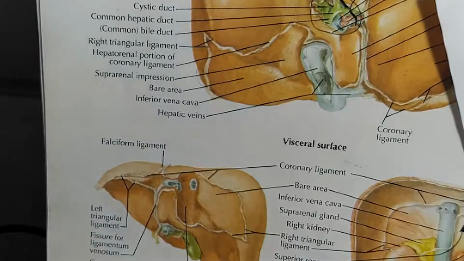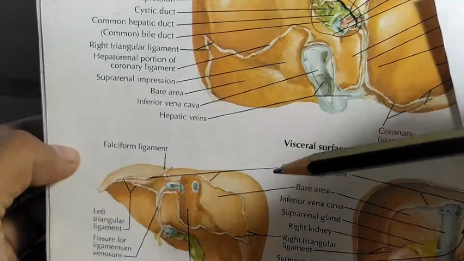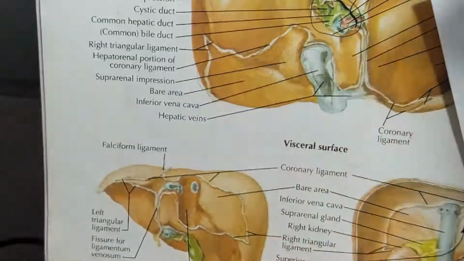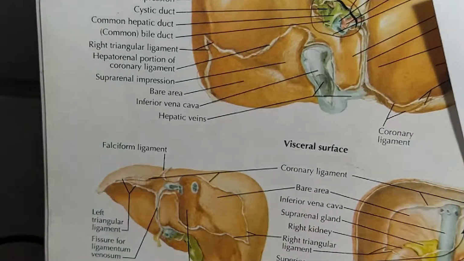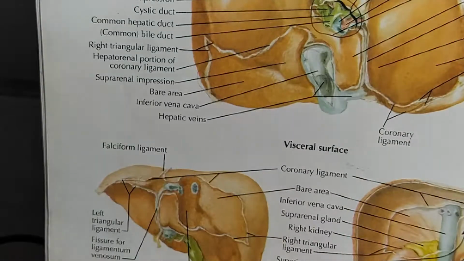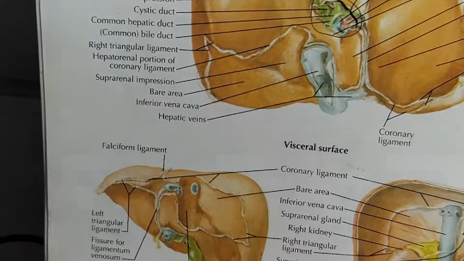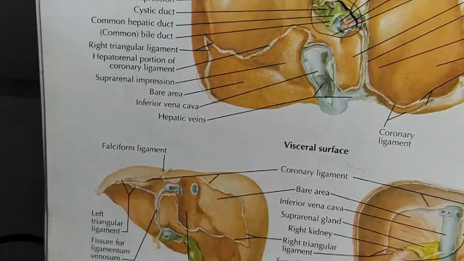So the triangular ligaments, coronary ligaments, ligamentum venosum, ligamentum teres and falciform ligament are the accessory supports of the liver. The main support is the hepatic vein, which is directly connected with the inferior vena cava, and that makes the great support to the liver.